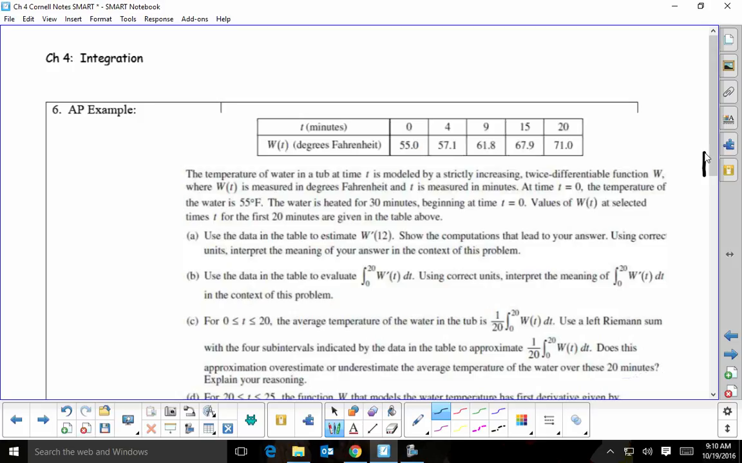Pause. Let's pull out the information we want from that sentence. You can use your pencil, a highlighter, whatever. My highlighter says W is strictly increasing. I am differentiable, which is good to know. And I am in degrees Fahrenheit and minutes. So that's the first information I would pull out.